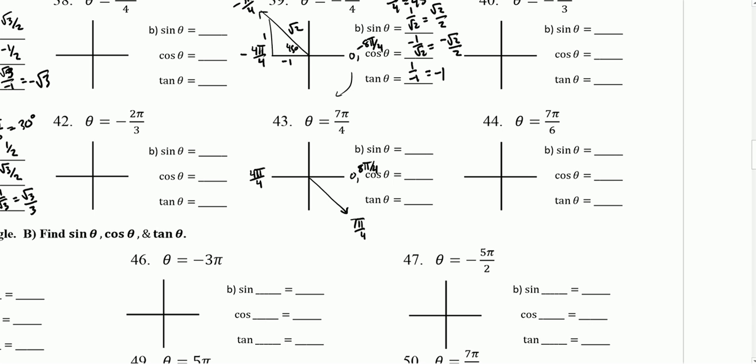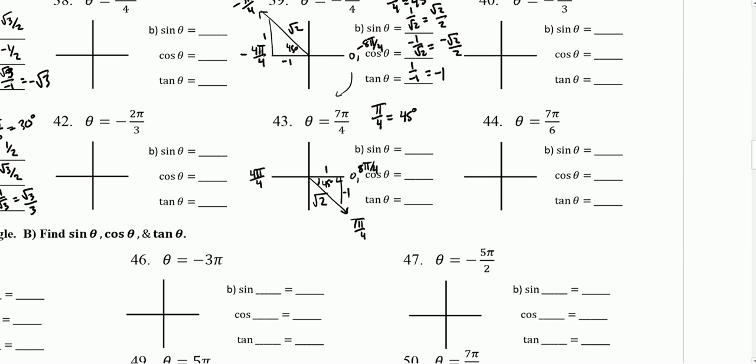And the reference angle is the angle between 7 pi over 4 and 8 pi over 4, which is pi over 4. Pi is 180 degrees, so that's 45, because 180 divided by 4 is 45. So we got a 45, 45, 90 triangle. I'm going to make the hypotenuse √2, which makes the legs 1 and 1. But because we're in quadrant 4, I'm going to make the opposite side, or the y value, -1.